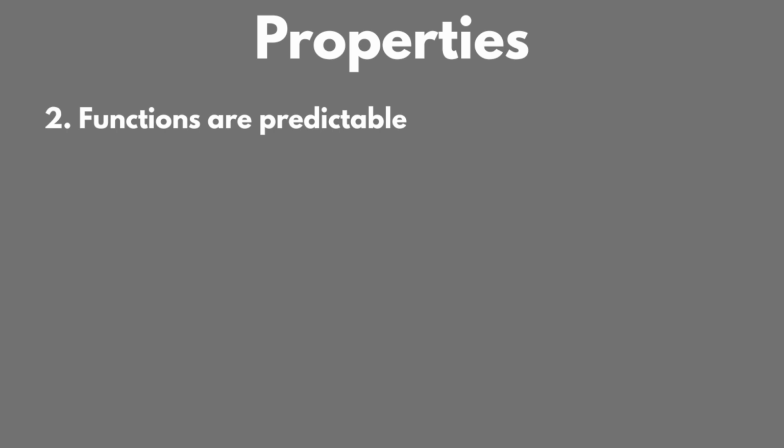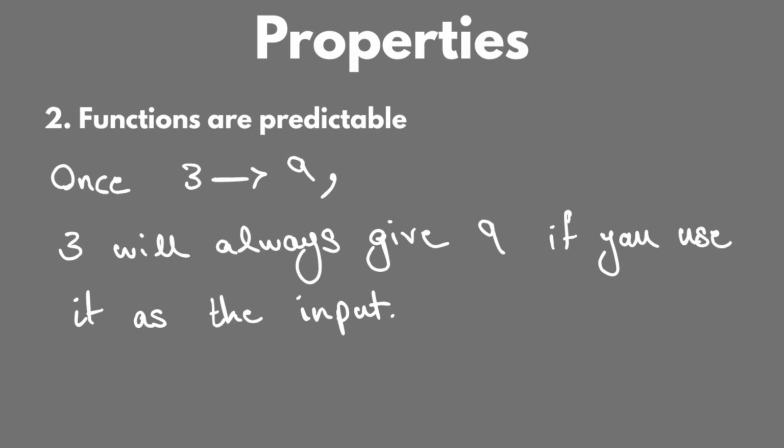2. Functions are predictable. This means that once a function returns an output for a certain input, it will always return that output for the same input. It is because of the first property that we explained.